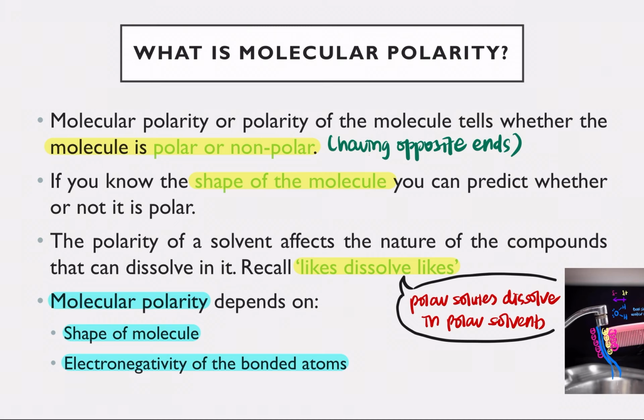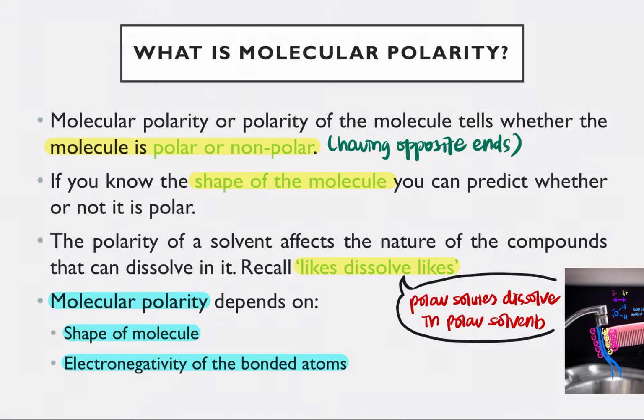So how do we know the molecular polarity? It is actually prerequisite knowledge for you to predict the shape of your molecule. From there you can apply new concepts to predict molecular polarity as well. So why is it important? This is important because the polarity of a solvent affects the nature of your compounds that can dissolve in it. If you recall, likes dissolve likes, benda sama akan melarutkan benda yang sama.